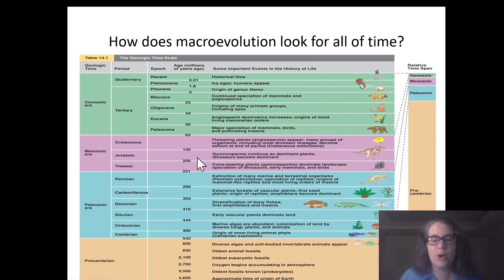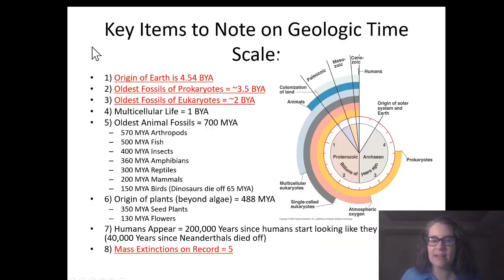I don't want you to know all of these particular pieces of this geologic timescale, but I do want you to know a few different pieces, and they're in red at the top here. I do want you to know that we think Earth is about 4.54 billion years old, and so I want you to know that particular date. Some of these diagrams will show 4.6, but my geologist friends prefer the 4.54 billion years ago date.